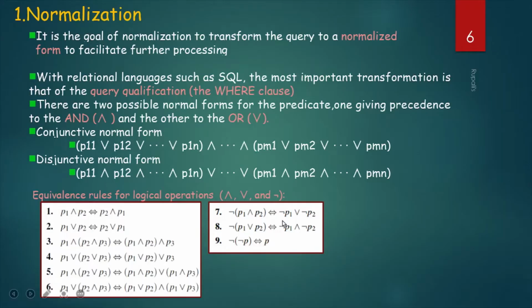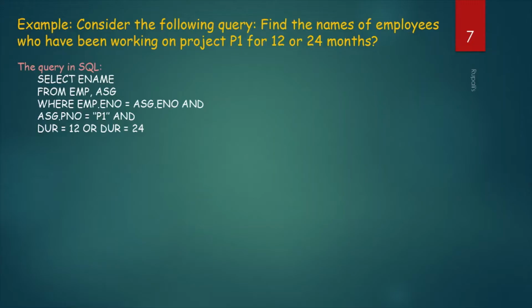So remember these rules so that we can apply them in our example. Now take one example, then this will be more clear for you. Say there is one query we have to write: find the names of employees who have been working on project P1 for 12 or 24 months. So what is the query in SQL? We can write it in this way.